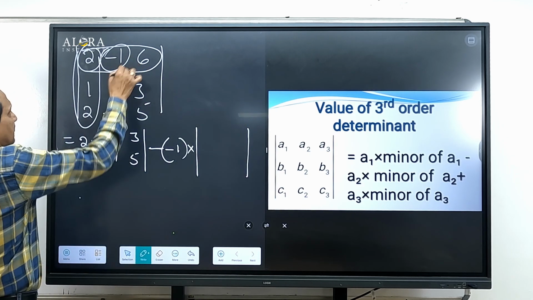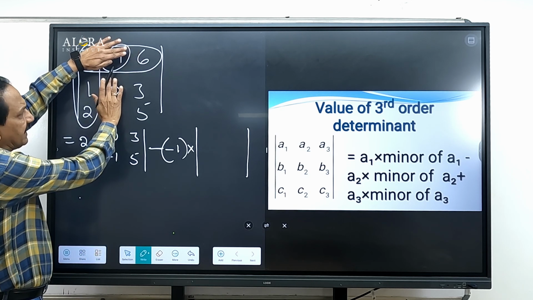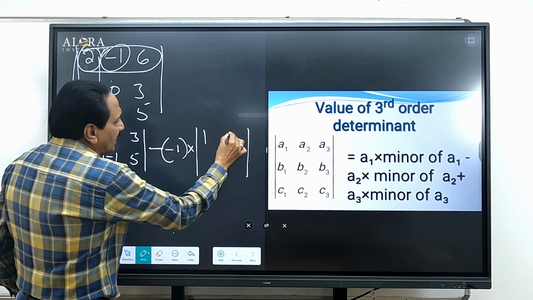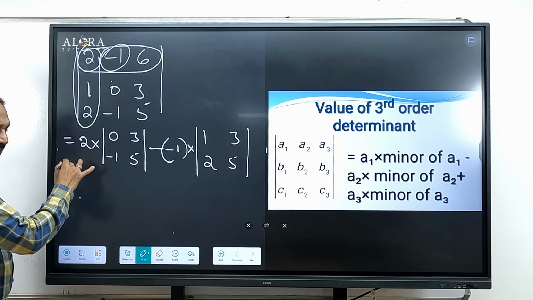What is the minor of this minus 1? Close the row containing minus 1. Close the column containing minus 1. What you are left with? 1, 3, 2, 5. Second term is over. Now we have to write the third term.